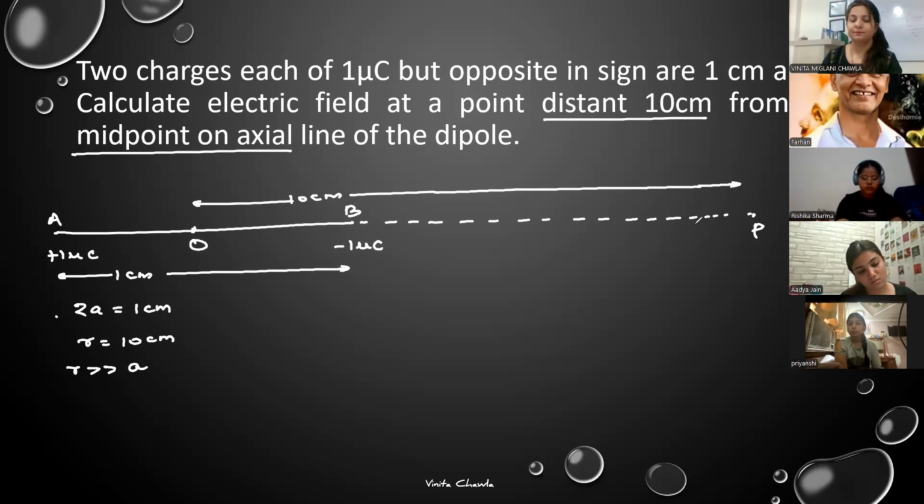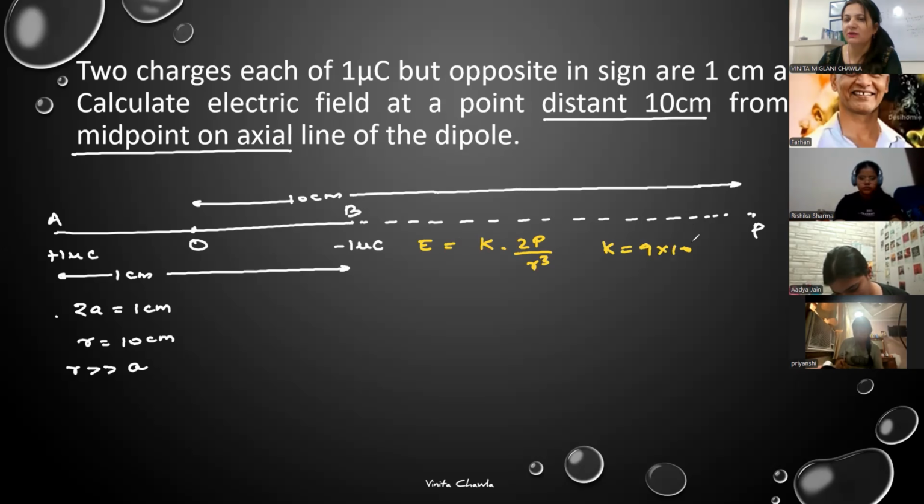Who remembers the formula? Tell me. Yes, please unmute yourself and respond. E is equal to... Yes, it's E is equal to K into 2p by r cube. So K is the constant, it is 9 into 10 power 9 newton meter square per coulomb square. And p is the dipole moment. So what is the formula of dipole moment? It is the product of charge and the distance, no? q into 2a.